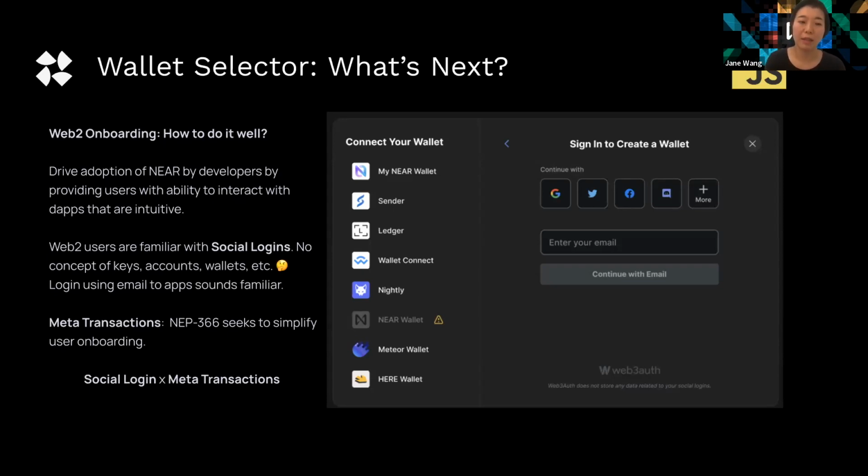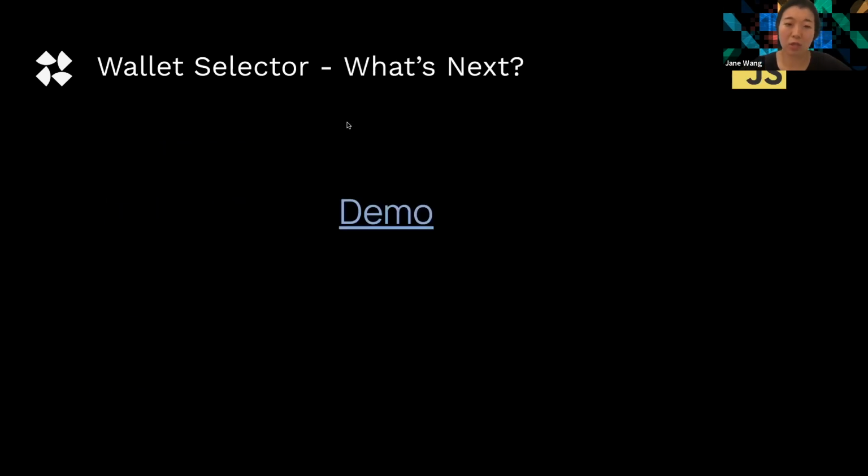So we try to make this onboarding first-time user experience so smooth. So what does that mean for Wallet Selector? Wallet Selector needs to support Web2 logins, right? So this is an early design of what we're thinking. I actually want to show the demo for what this looks like.